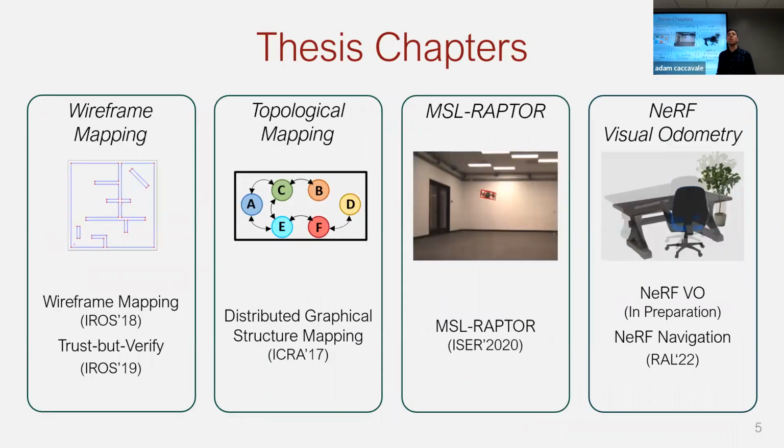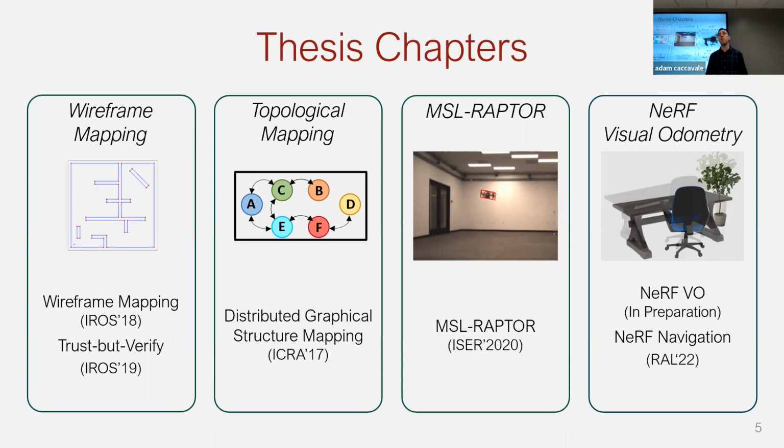So this slide shows the 4 chapters of my thesis. The first is wireframe mapping. Here I'll introduce a novel sparse map representation. So this is going to scale very well with map size, and you can think of it as kind of the opposite of the occupancy grid I talked about before. Along with the map representation, I'm also going to talk about this framework for a group of robots to create this map in a distributed manner.